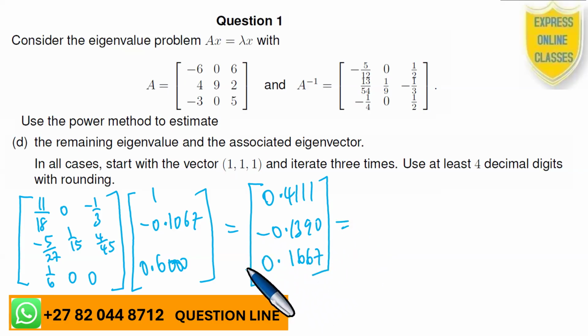Okay, we are dealing with the most dominant. So the most dominant is the 0.4111, and then you divide these by 0.4111.